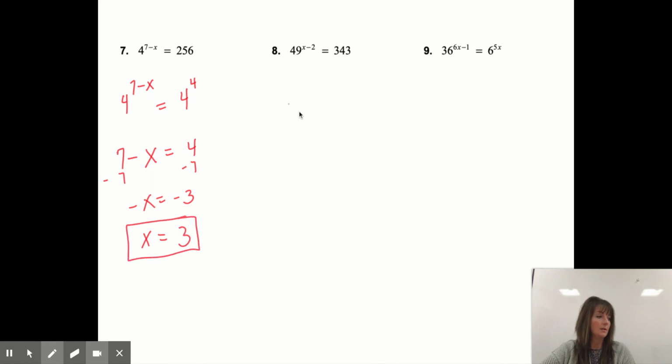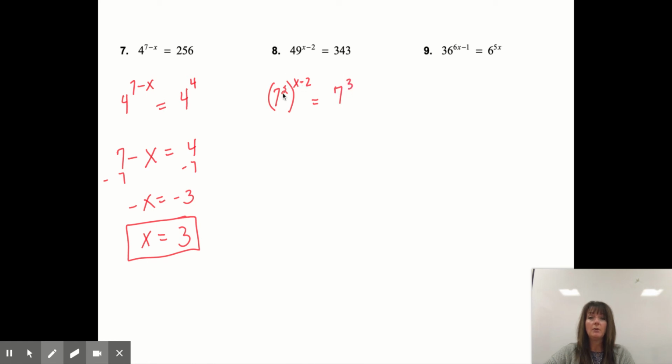All right, I'll work number 8. Here, neither one of them are in the correct form, actually. So you could try like 343 and divide by 49, but we want to go all the way down to the base. So in this case, we know that 7 times 7 is 49. So we could take this and make it 7 squared, and that's taken to the x minus 2. And then this actually does have 7 as a base as well. And in this case, it's going to be 7 cubed.